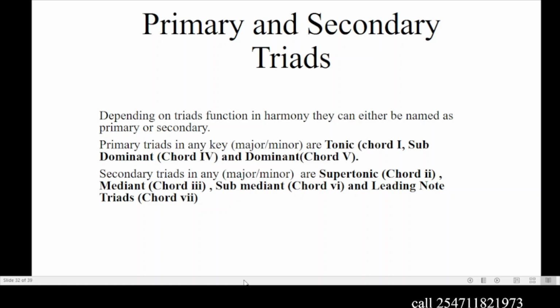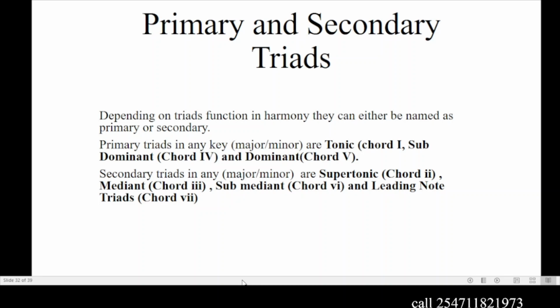Secondary triads in any major or minor key are the supertonic, the second, chord 2, mediant, the third, submediant, the 6th, and leading note, the 7th. So this is the same now. In either the major or the minor key, we still have the secondary triads. So in general, what I'm meaning is that we have both primary and secondary triads in both the major keys and the minor keys.